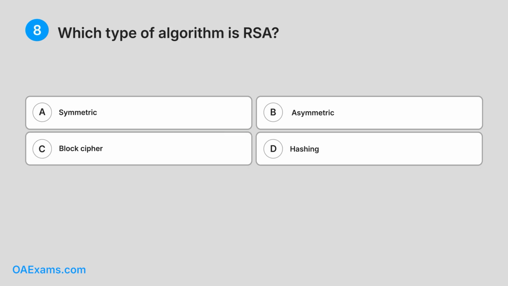8. Which type of algorithm is RSA? A. Symmetric. B. Asymmetric. C. Block cipher. D. Hashing. Do you know the answer?